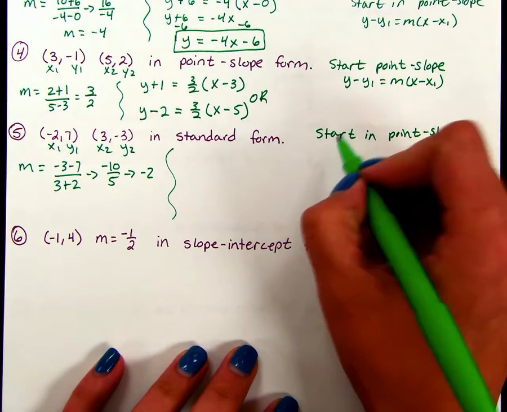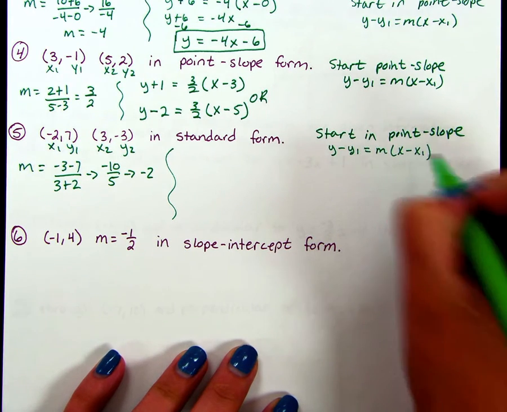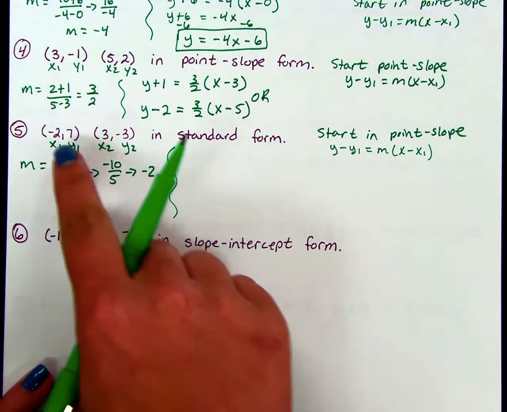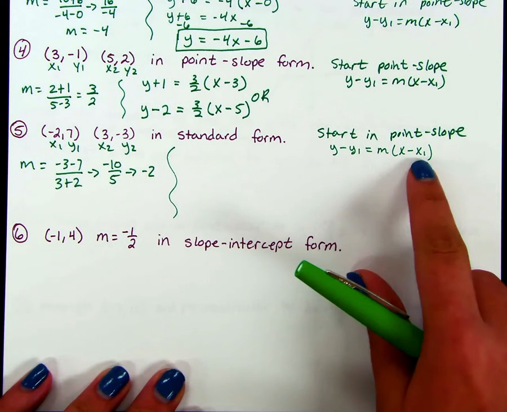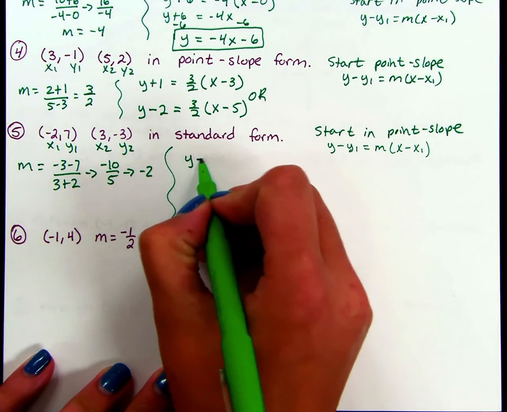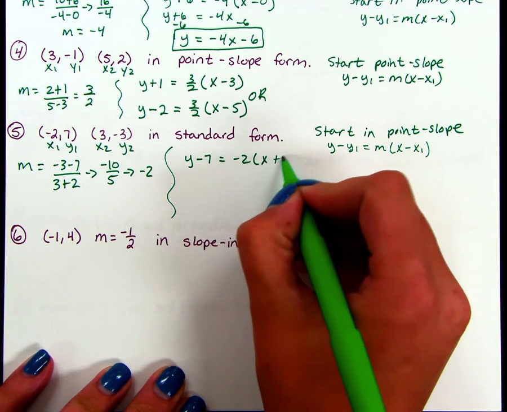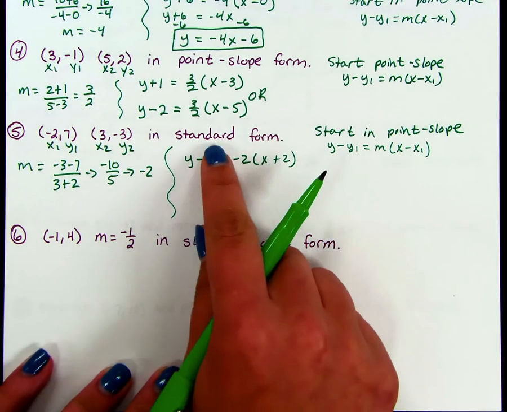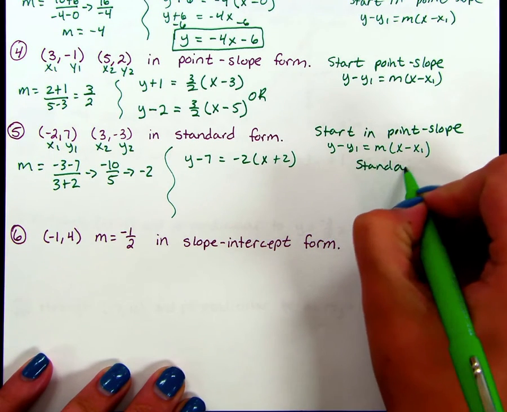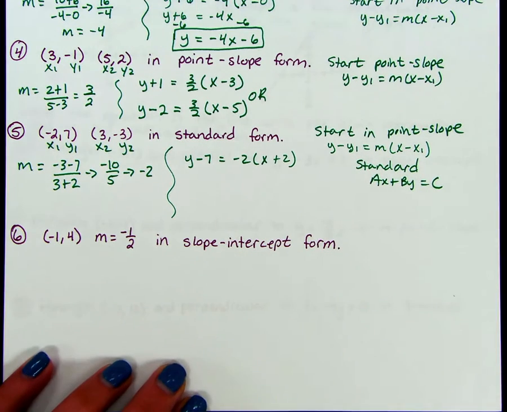And point slope is the y minus y1 equals slope times x minus x1. So it doesn't matter which point we pick, so I'm just going to pick this first one. So again, we're going to replace the y1, the x1, and the m for slope. So y minus 7 equals negative 2 times x, and it's going to be minus 2, so we write that as a plus 2. Now we want it in standard form, so standard form, if we remember, so standard is the ax plus by equals c, so that's what we have to make our equation look like.